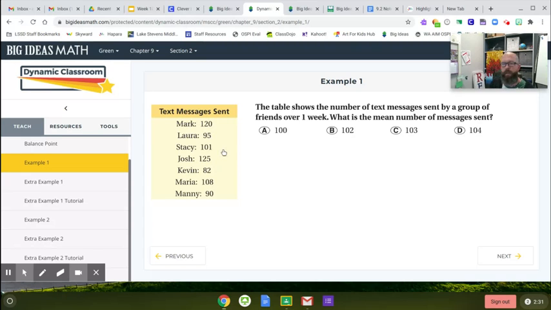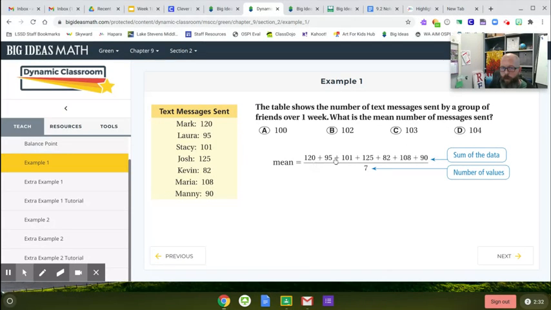So make sure you have your notes. That's the first key idea, and that's there for you in case it's hard for you to remember. So this says the table shows the number of text messages sent by a group of friends over 1 week. What is the mean number of messages sent? So add them all up. That's here. This is the sum of the data. And then divide by the number of values. So there's, like we said, 7 here. So you add them all up and then divide by 7.